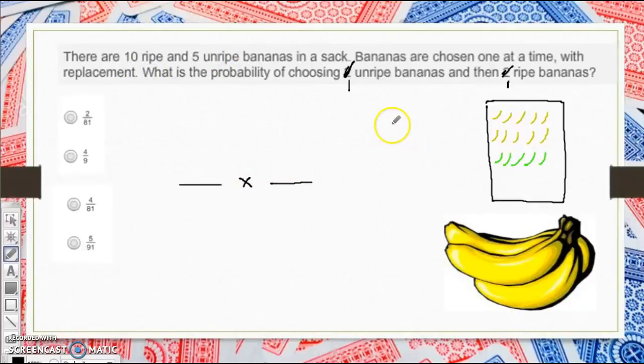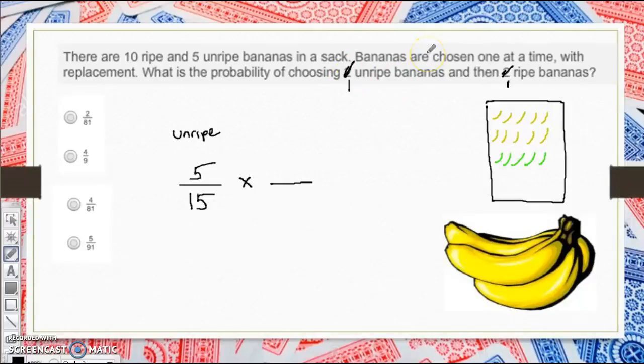All right, so let's talk about the probability of choosing 1 unripe banana here. Remember, when we do probability, we put favorable outcomes over total possible outcomes. Now, there are 15 bananas in the bag altogether, so we are choosing out of 15 bananas. How many of those are unripe? 5 of them. So 5 out of 15 is the probability on the first draw of choosing an unripe banana.